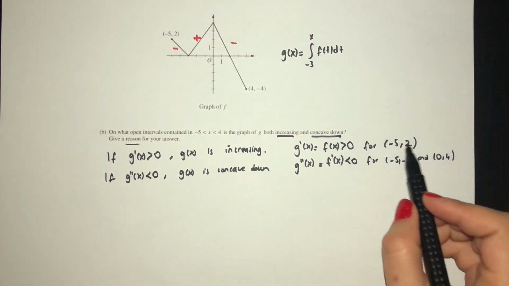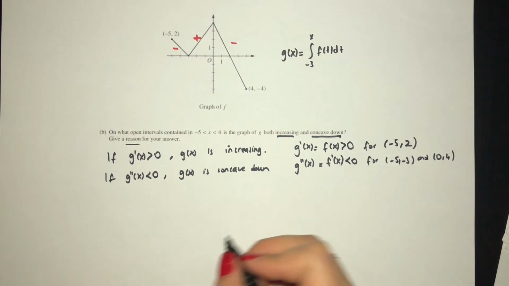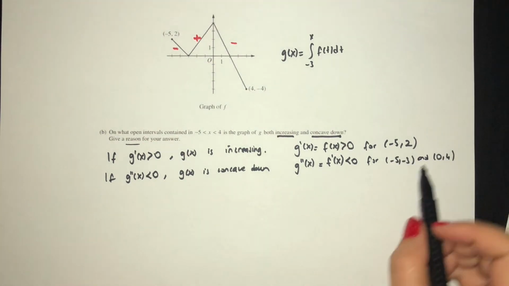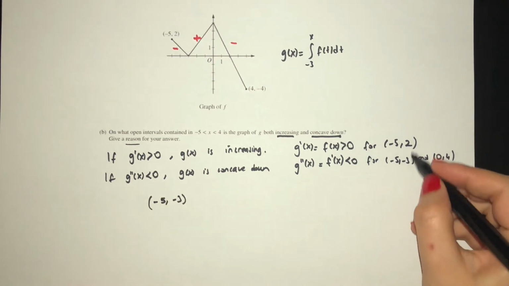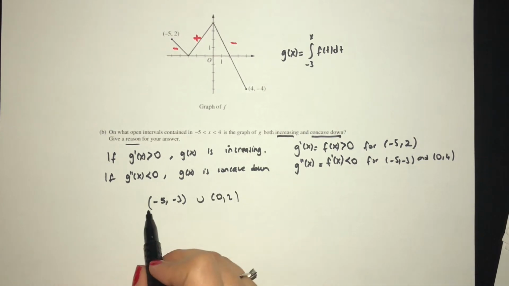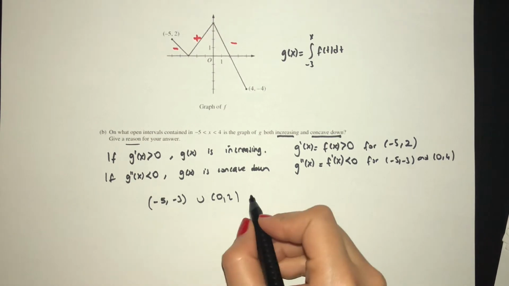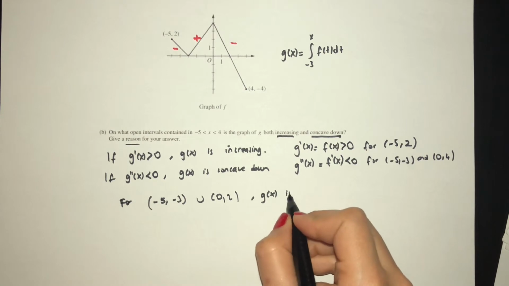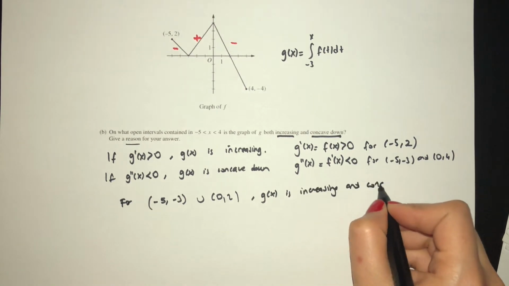Okay, we have two intervals, and in order to get the result, we should find the common interval. Okay, the common intervals will be -5 to -3 and 0 to 2. Between -5 and -3 and between 0 and 2, g of x is increasing and concave down.